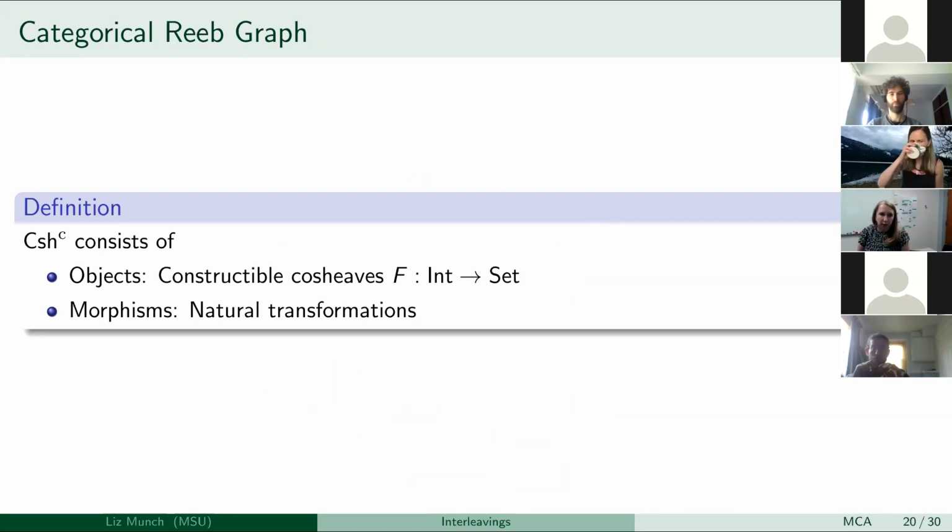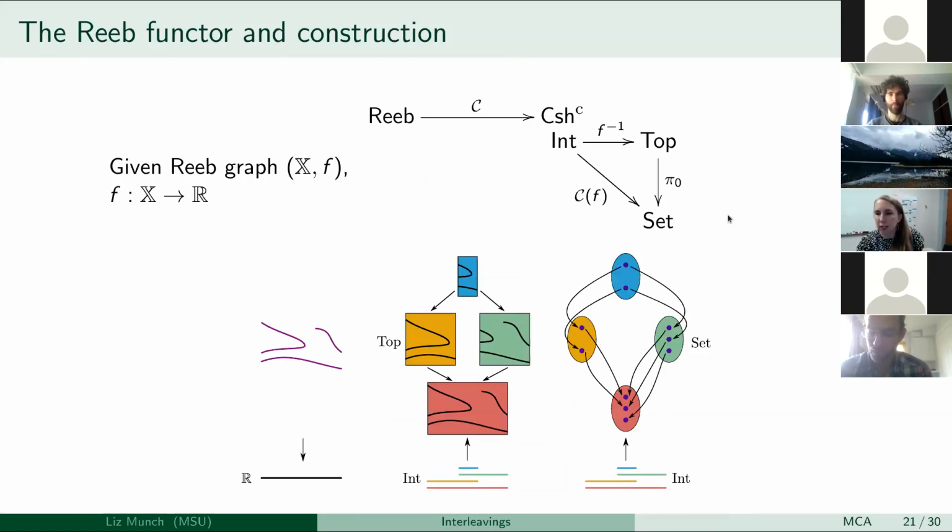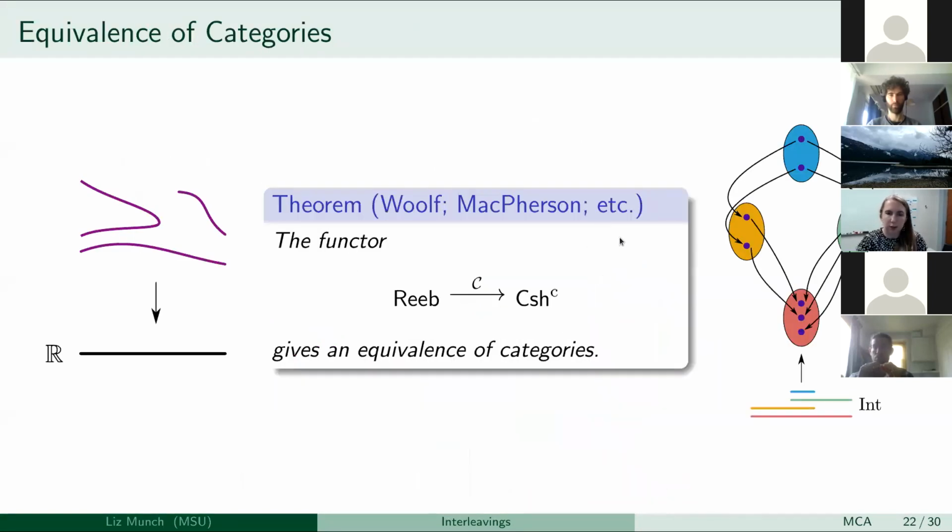The objects of my constructible co-sheaf category are going to be these constructible co-sheaves F that go from int to set, and natural transformations between them. So the first thing that you have to double check is that you get an equivalence of categories, which is basically again following your nose. If I turn my Reeb graph into one of these constructible co-sheaves, it turns out that you do get this equivalence of categories. This is one of these folklore theorems that was around, sort of in pieces all over the place, that we sat down and wrote down, but this is a nice equivalence to work with between these two objects.